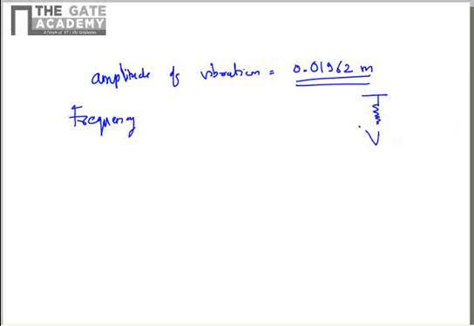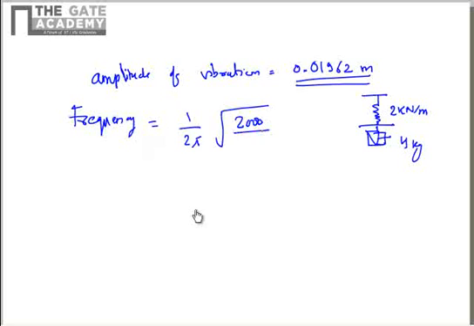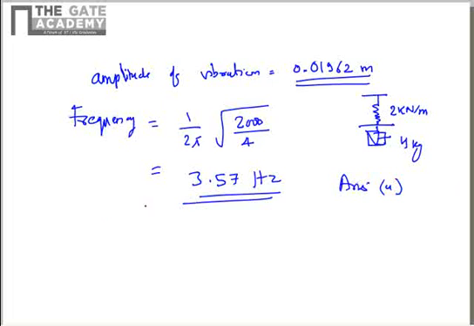You know the system now. The system is just a mass of 4 kg hanging from a spring of stiffness 2 kN per meter, and you know that the frequency is equal to 1 by 2 pi times the square root of k by m. So k in this case is 2000 newton per meter, and the mass oscillating is 4 kg. Simplify this expression. This value comes around 3.87 Hertz. So this is the frequency of vibration, and this is the answer to part A of the question.